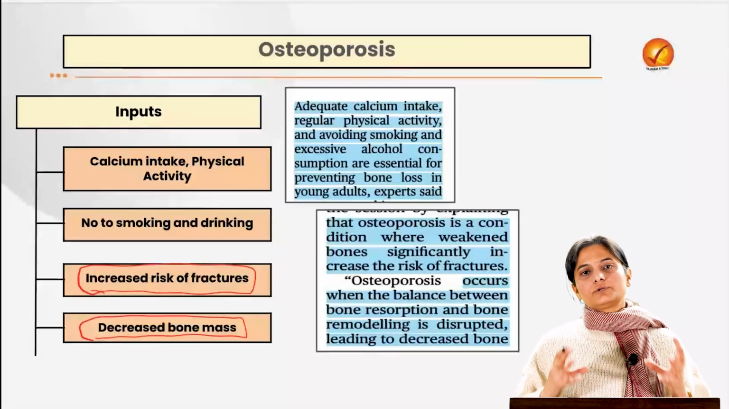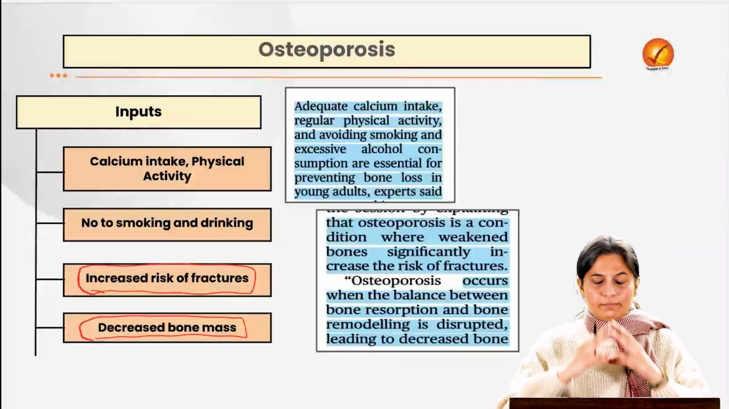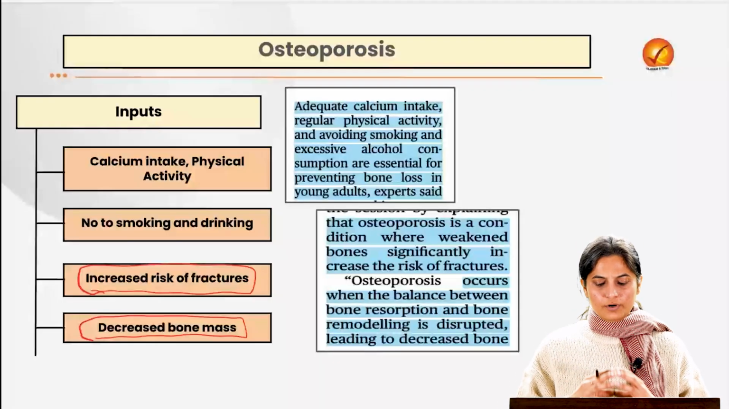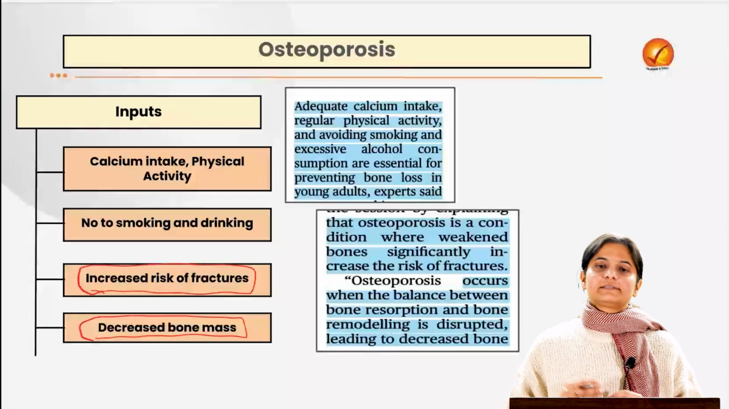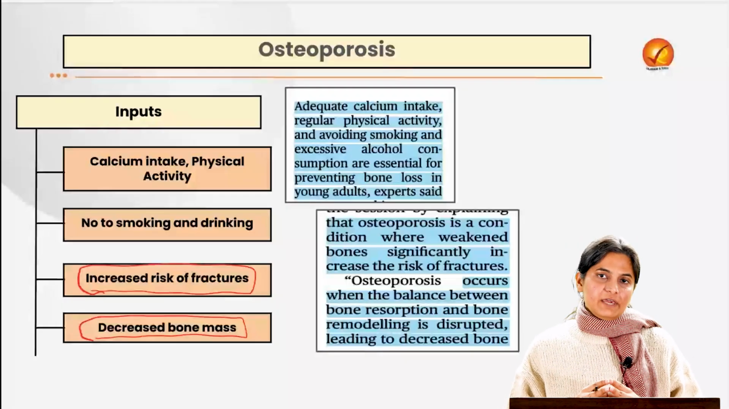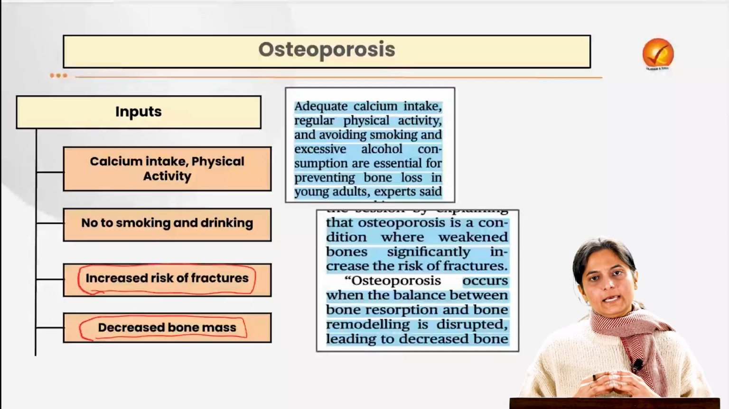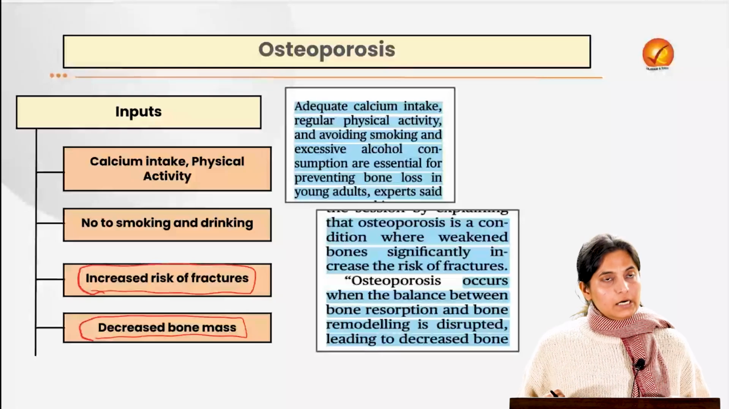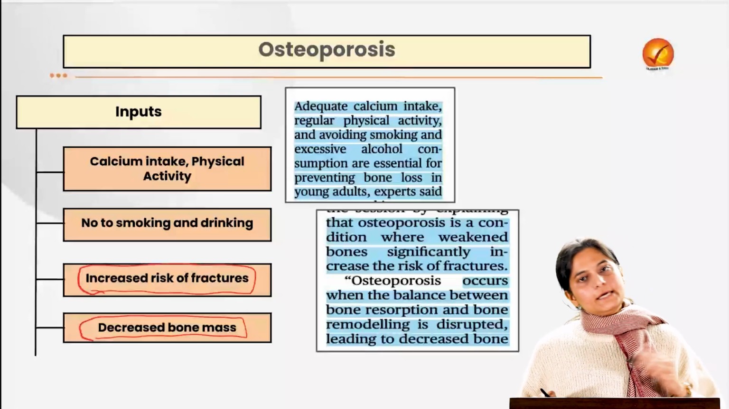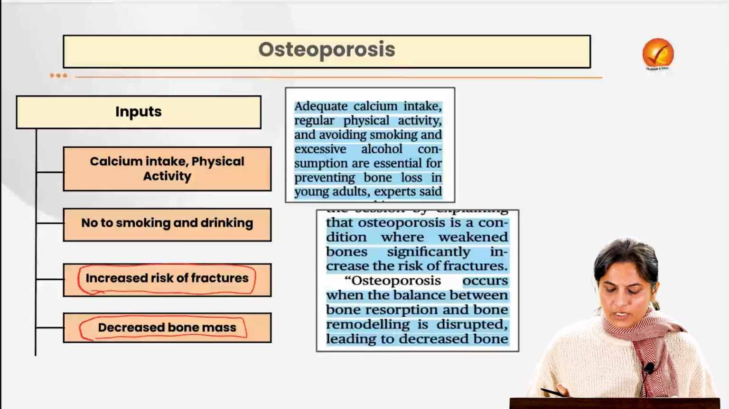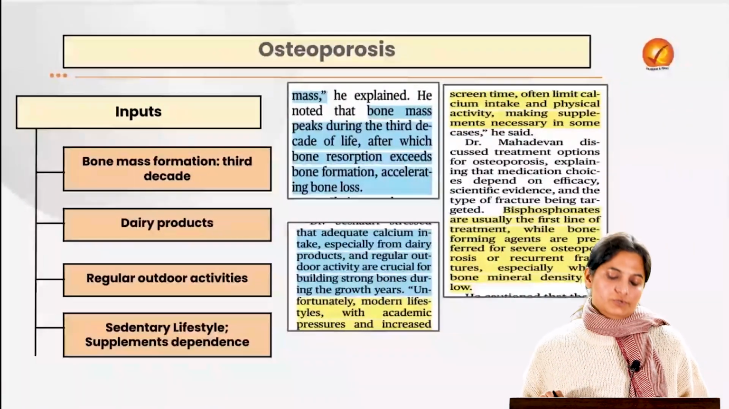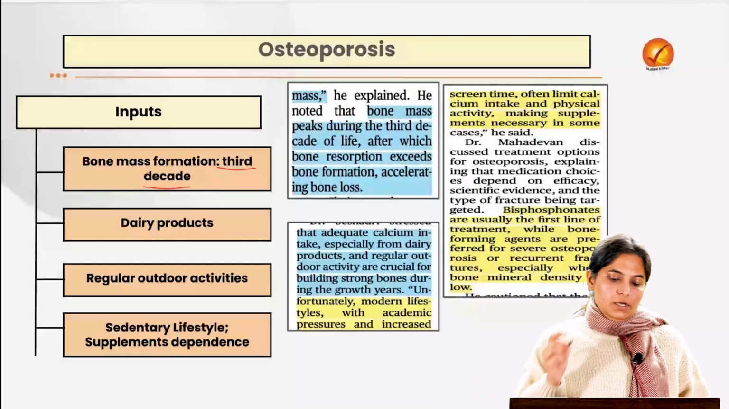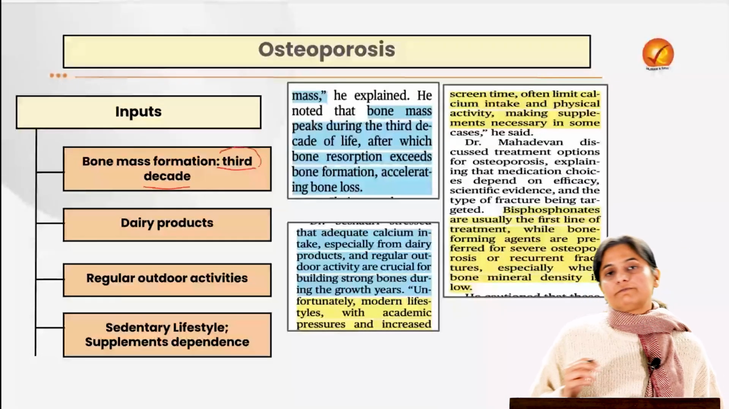There has to be balance for this bone mass to be maintained, and for the maintenance of it, there has to be balance between bone resorption and bone remodeling. But when this gets disrupted by age, or by lack of calcium intake, or probably due to lifestyle changes such as taking to smoking, a sedentary lifestyle, or drinking, that disrupts it and leads to fragile bones.